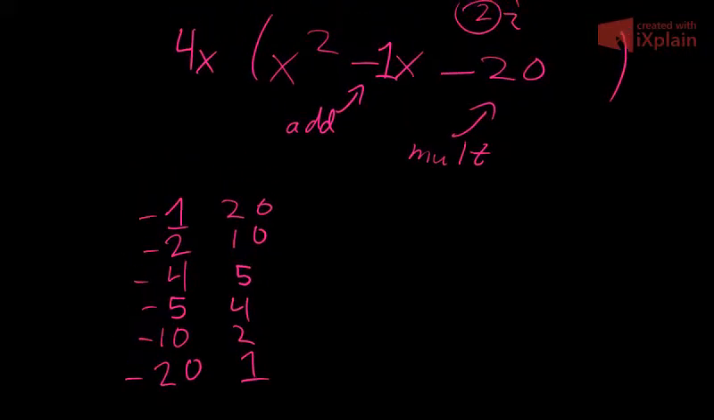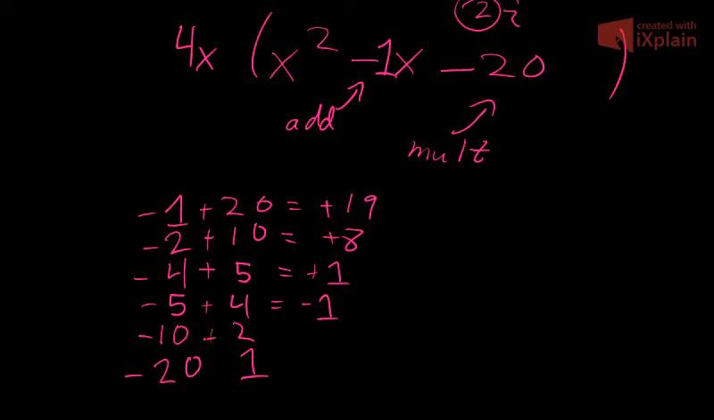So I should be able to find something here that adds to negative 1. So if I have negative 1 plus 20, that's 19, not what I want. Negative 2 plus 10 is 8. Negative 4 plus 5 is 1. Negative 5 plus 4, I'm sorry, these should be positive. There we go. Negative 5 plus 4 is negative 1. Negative 10 plus 2 is negative 8. Negative 20 plus 1 is negative 19.